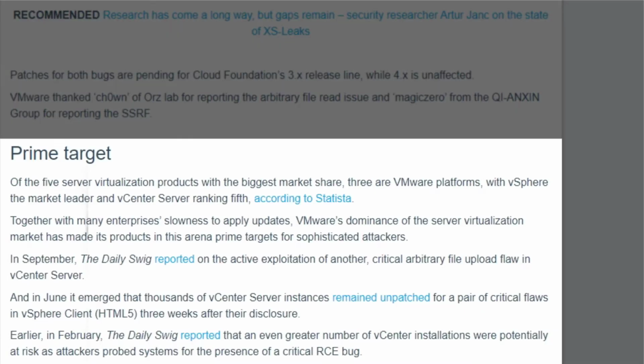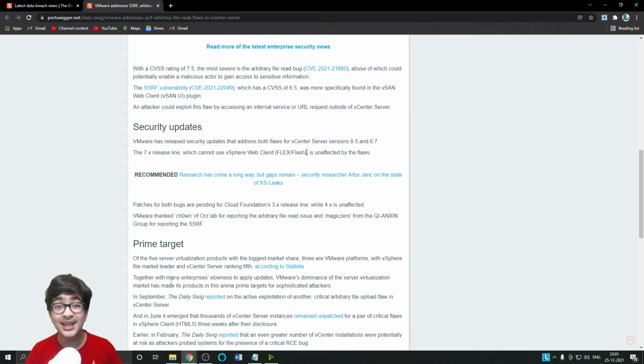And VMware has always been a prime target for breaches because out of the top 5 virtualization products in the world, they have 3 products in there. I myself use VMware on a daily basis almost. But fortunately, I'm unaffected. If you do use this product, you need to immediately update and patch your version. And if you have been affected, you can contact VMware or data recovery service.